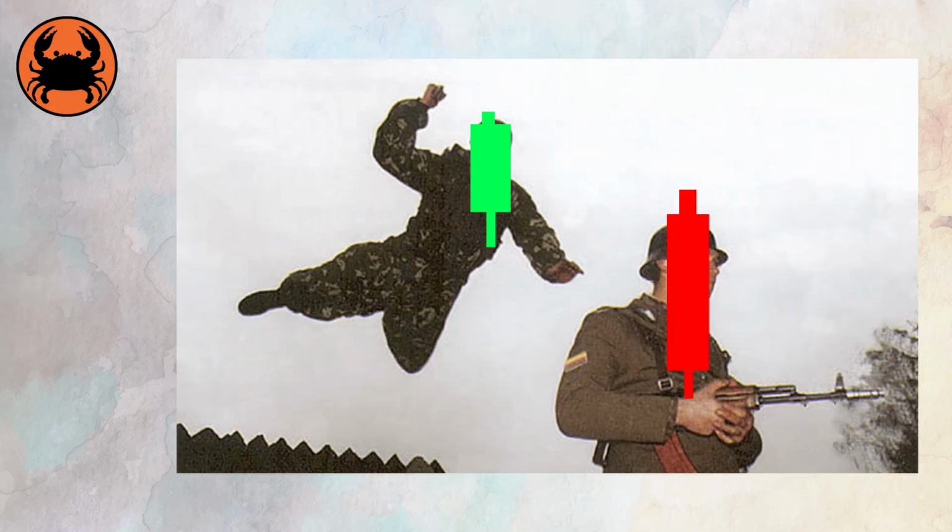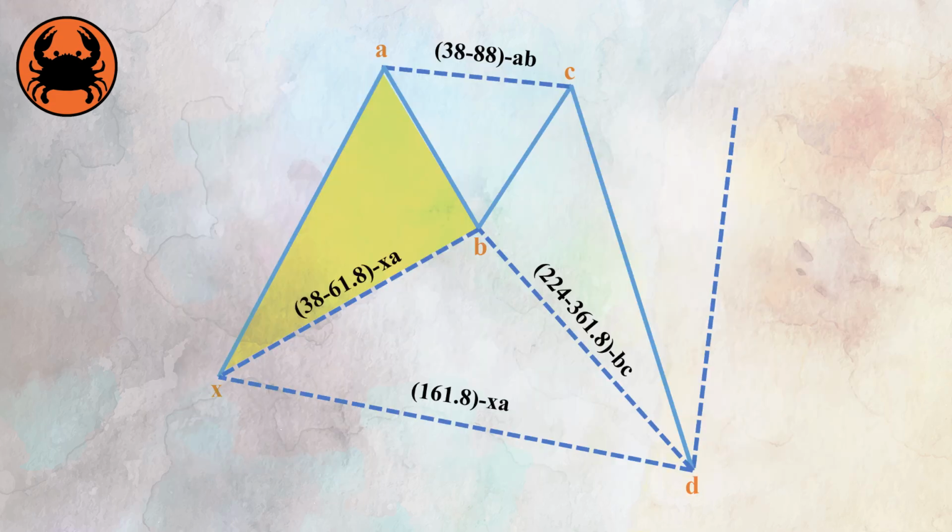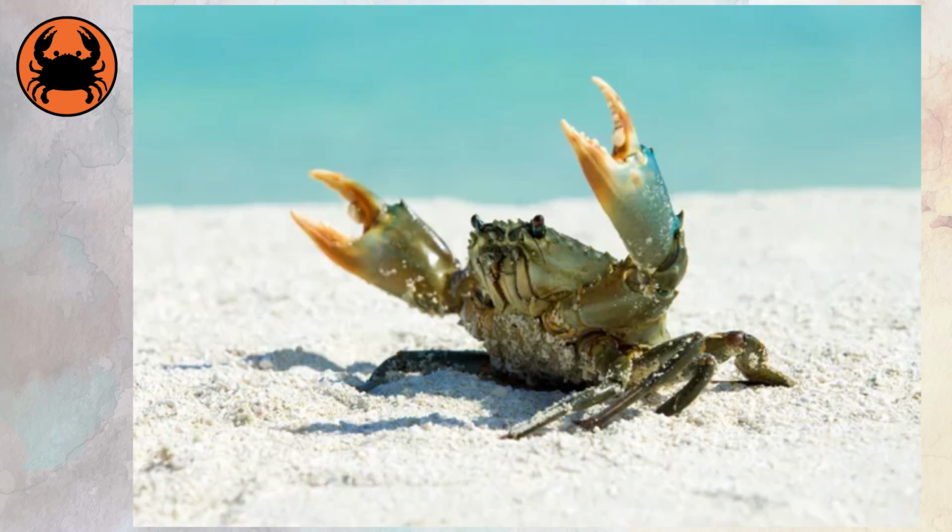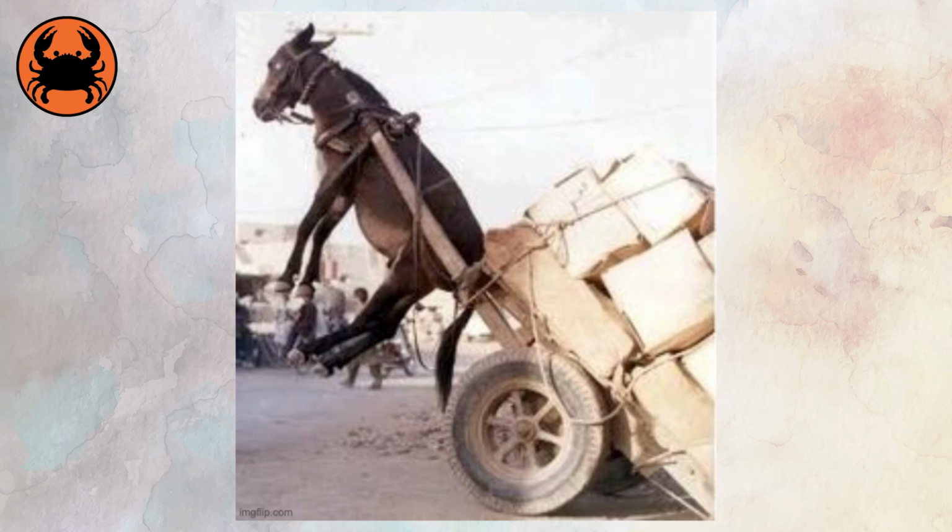Crab pattern, extreme reversals. Another 5-point XABCD harmonic reversal pattern known for its extreme D-point projection, often the longest of all harmonic patterns. It indicates a potential sharp reversal after a very extended move based on Fibonacci ratios.